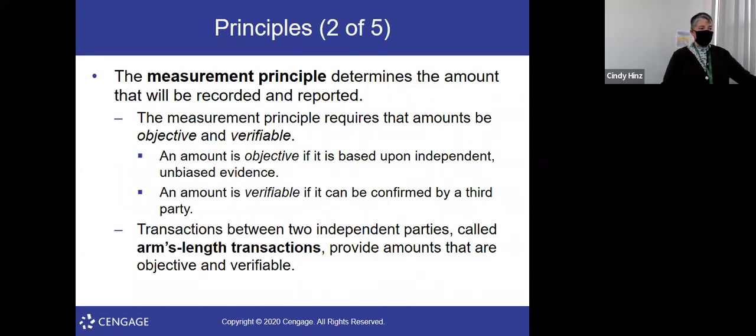Let's talk about measurement. So whatever we're measuring, we want to be objective and verifiable. We are going to determine whether something is a transaction, which means it affects the financial position of our company. And if so, we need to record it and report it in our accounting records.